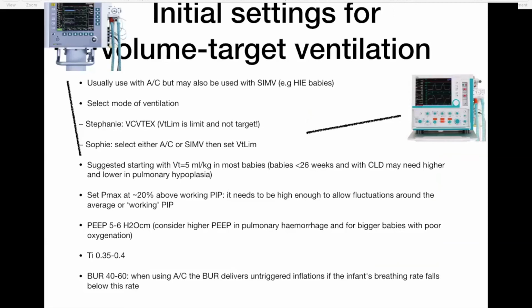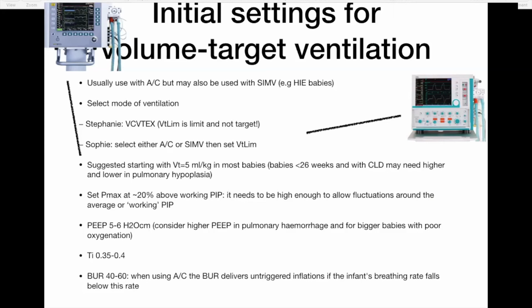Okay, so in our unit we have two different machines. One is the Sophie ventilator, which you usually can see and use, and the other one is Stephanie. So this is from our guideline on how we should set our ventilators. This is mainly for initial settings.